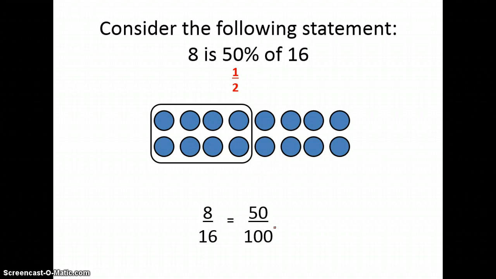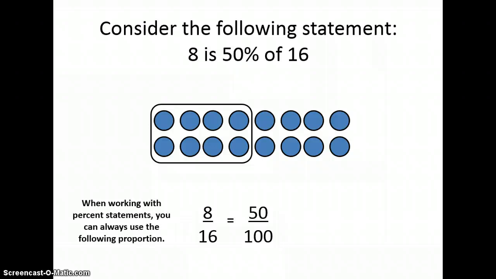Now let's go back to that statement. I can see that both of these equal half, so I have equivalent ratios. But when we're working with percent statements, we can always find this proportion useful: is over of equals the percent over 100. And the 100 is never going to change because percent is always represented as a number out of 100.